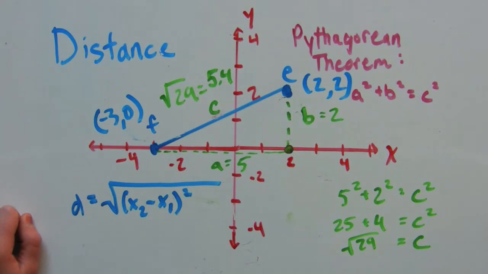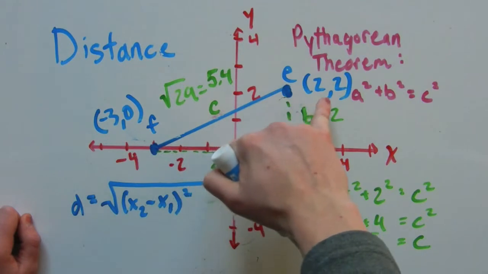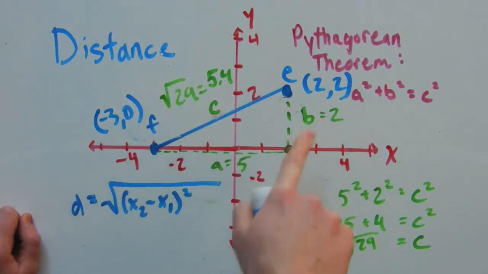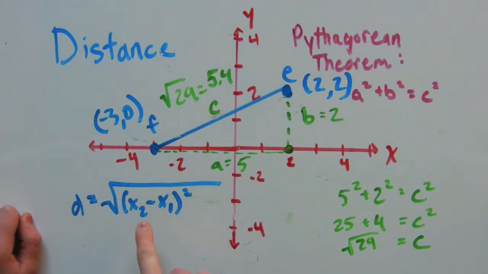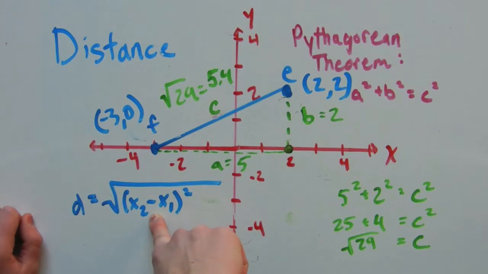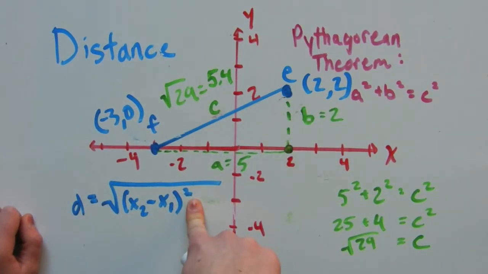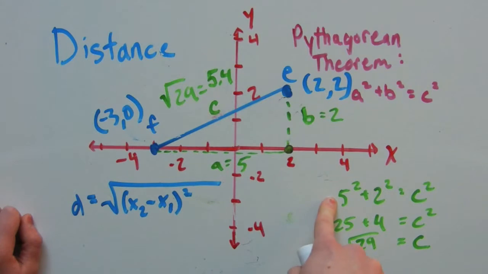And you can see that when we subtract 2 from -3 or -3 from 2, we get a -5 or a +5. But it doesn't matter because whether it's positive or negative, it's getting squared. So the answer is going to be positive. So you can see that that distance was 5. So the change in the x coordinate squared, so that would be 5 squared.